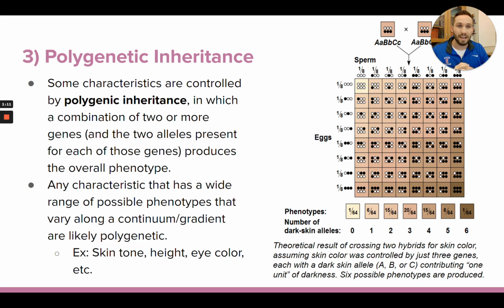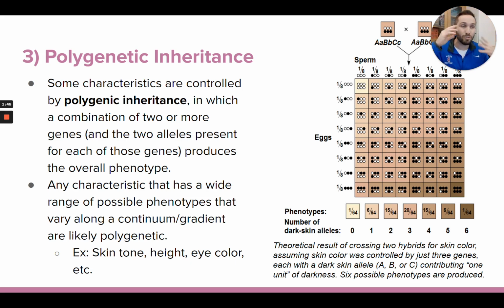And so this would be the way you would know if a trait or a characteristic is controlled by polygenetic inheritance. A lot of times you can tell just by looking at the possible phenotypes for that trait. Whenever you have a certain trait or characteristic in an organism where there's a whole range of phenotypes that fall along a spectrum that are possible for that trait, that's usually a dead giveaway that that trait is controlled by not just one gene, but by many genes.